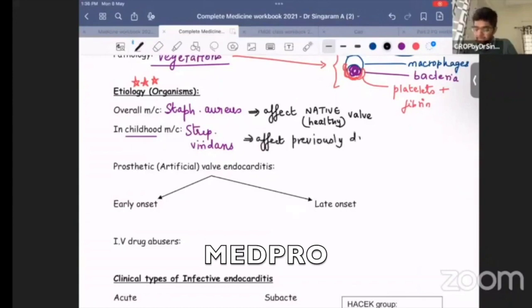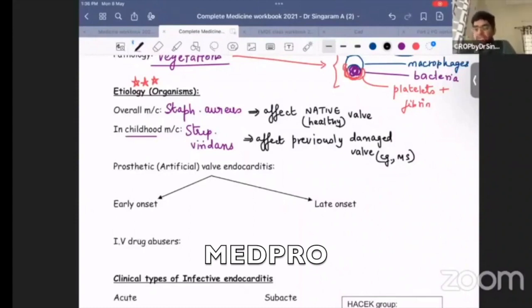Previously damaged valves. For example, the patient had rheumatic heart disease, and because of that, the patient developed mitral stenosis, something like that. You think like this. That is called a previously damaged valve. That is commonly affected by Streptococcus viridans. So now tell me one simple question.